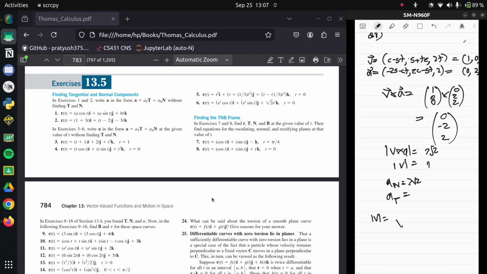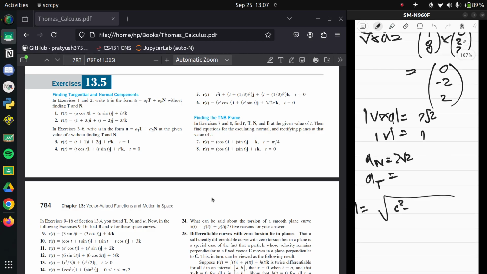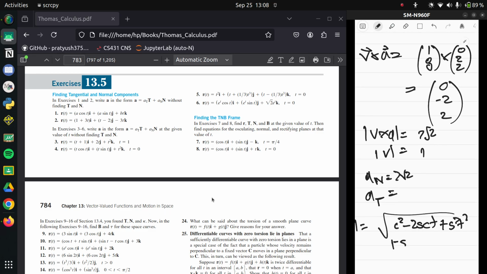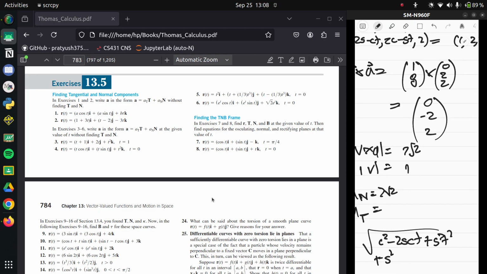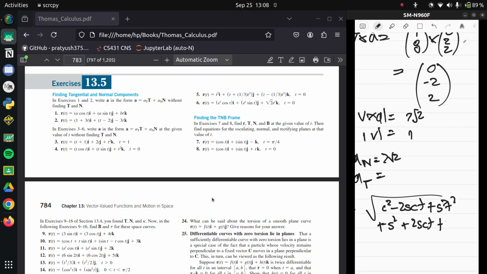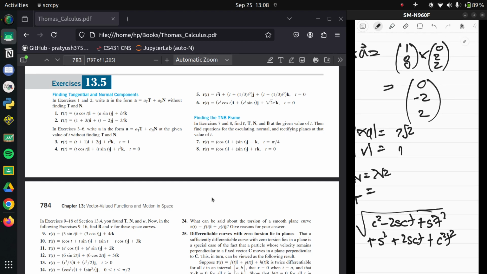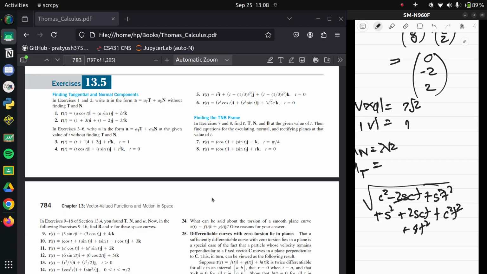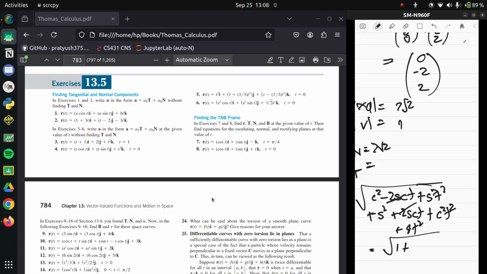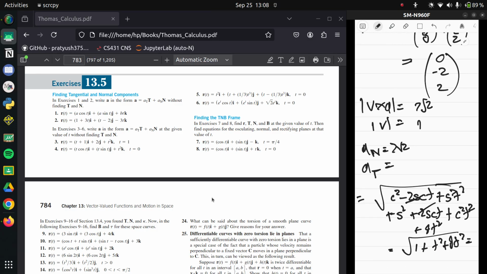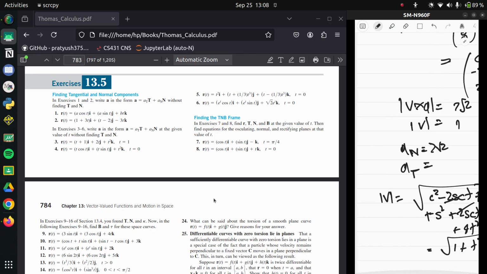So the velocity squared is c square minus 2s ct plus s square t square, plus s square plus 2s ct plus c square t square, and then what is this? This 4t square. Cancels, so we just have 1 plus t square plus 4t square. You can't do that unfortunately, but it's okay. This is your magnitude of velocity.